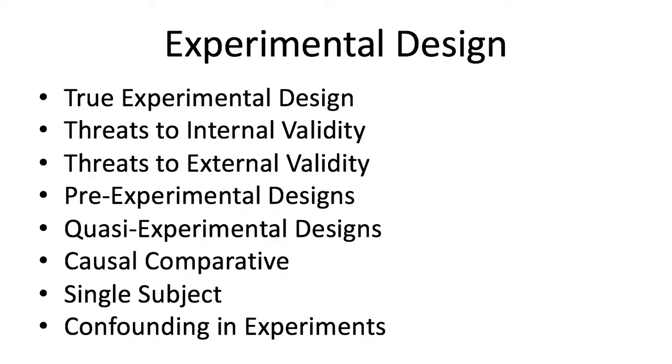We're going to talk about true experiments. We'll talk about threats to internal and external validity and how true experiments really address a lot of these things, or the good ones do. We'll talk about pre-experimental, quasi-experimental, causal-comparative, and single-subject designs, as well as some general ideas about confounds in experiments.